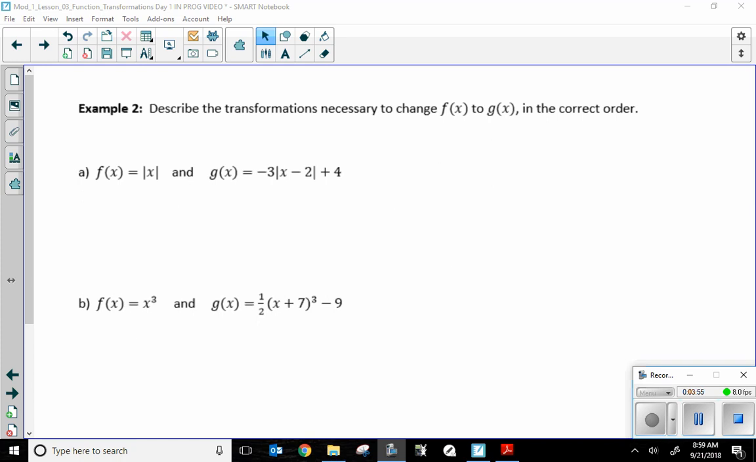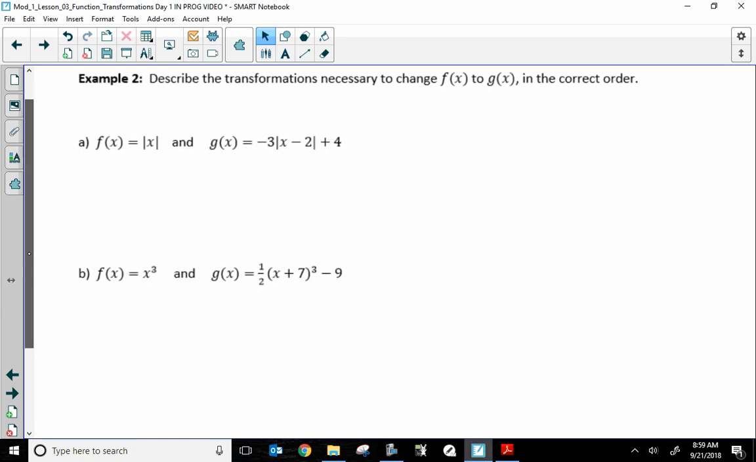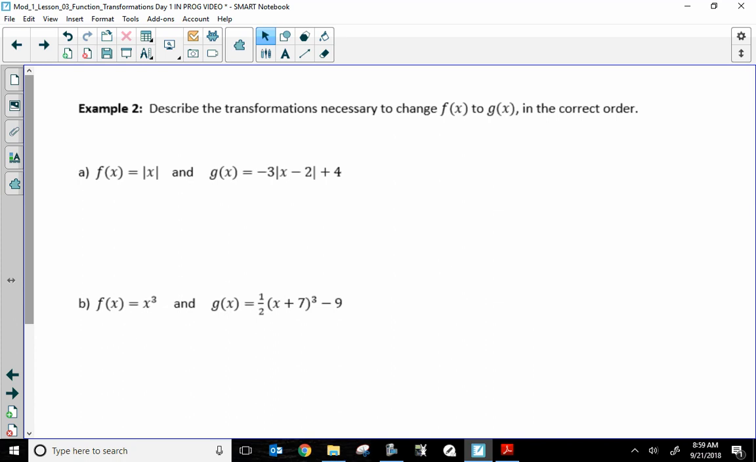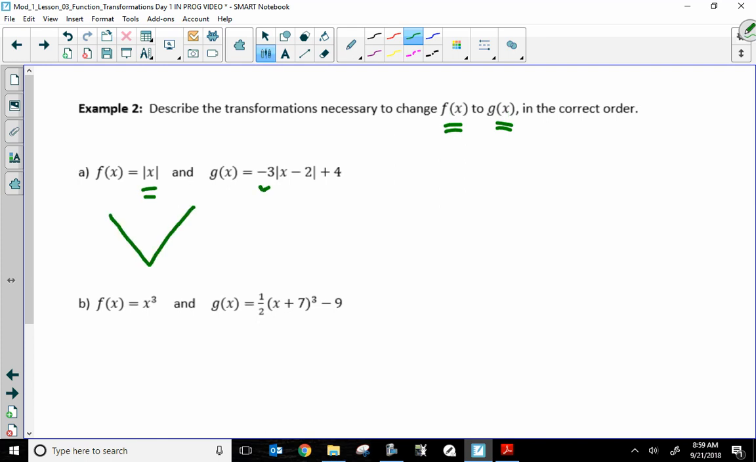Let's take a look at some problems we have here with A and B, for example 2. That looks like this on the slide. We're going to describe the transformations to take f of x to g of x. So how does the absolute value, which is a V, become this right here? If you want to try and do this on your own, pause it, because I'm about to do it right now.